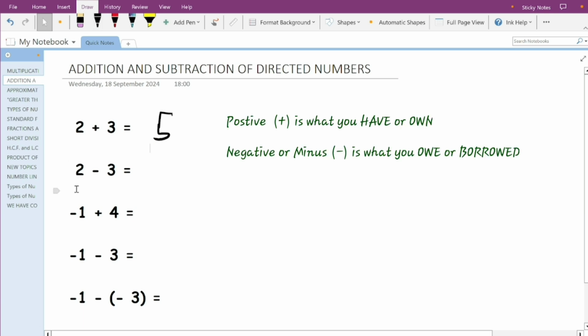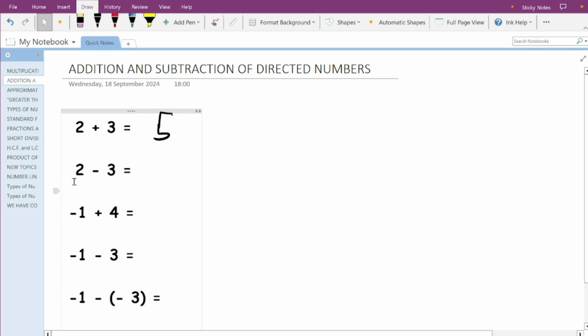For the second question, you have 2 minus 3. This 2 has no positive or negative sign in front of it. That means it has a positive sign in front of it. Therefore this 2 means you have. So you can say you have 2 apples. This 3 owns this minus. That means you're owing 3. So you have 2 apples and you're owing 3 apples. By the time you pay back 2 out of the 3 apples you're owing, you'll still be owing 1 more. That's why the answer to 2 minus 3 is minus 1.